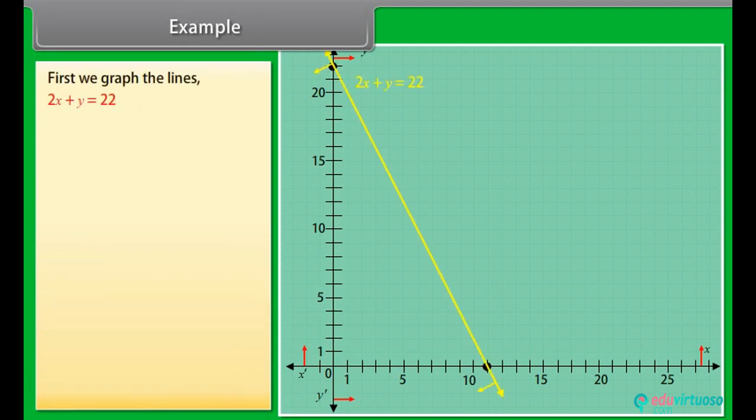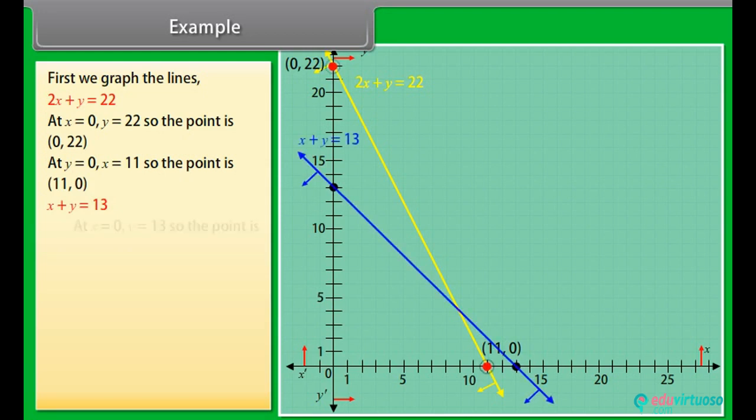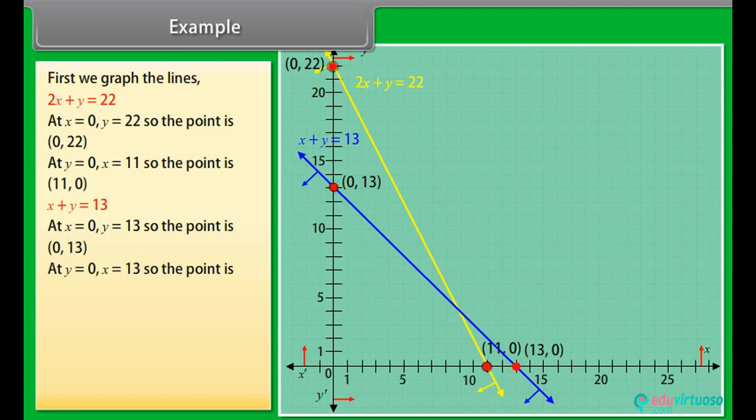2x plus y is equal to 22. At x is equal to 0, y is equal to 22. So, the point is (0, 22). At y is equal to 0, x is equal to 11. So, the point is (11, 0). x plus y is equal to 13. At x is equal to 0, y is equal to 13. So, the point is (0, 13). At y is equal to 0, x is equal to 13. So, the point is (13, 0).